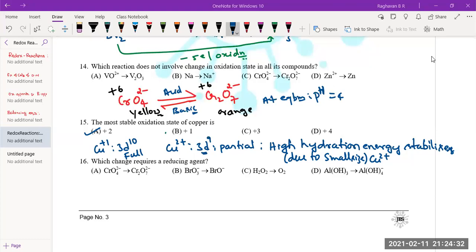Fantastic. Good. So Al is +3. Here Al is +3. This is -1. This is 0. Loss of electron. Loss of electron is oxidation. They're asking reducing agent. This is +5. BrO minus means it should be -2 +1. This is the correct answer, because from +5 to +1, gain of 4 electrons, reduction.